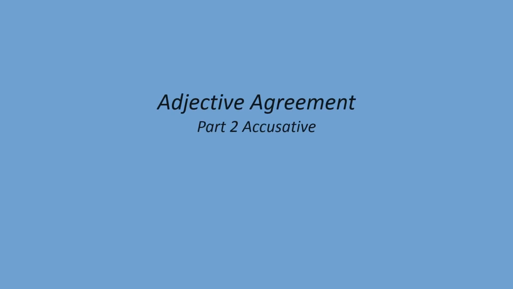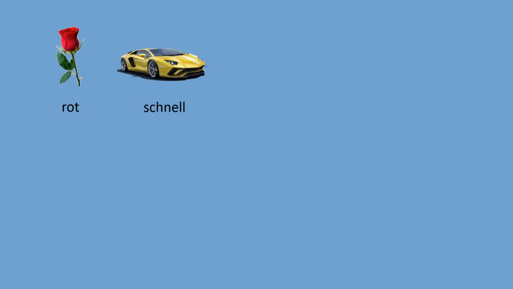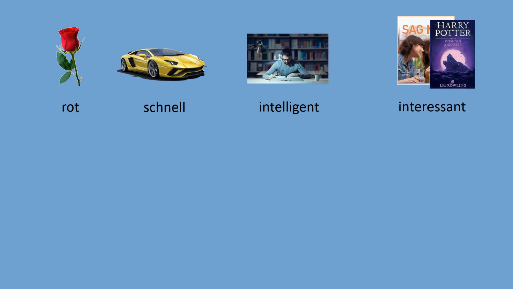Let's continue with adjective agreement and let's analyze the second part. In the second part, we look at how it works with the preceding adjectives in the accusative case. As you remember, we used these nouns in previous presentations. So the rose is red, die Rose ist rot, das Auto ist schnell, der Student ist intelligent und die Bücher sind interessant. So remember, we start with der words.